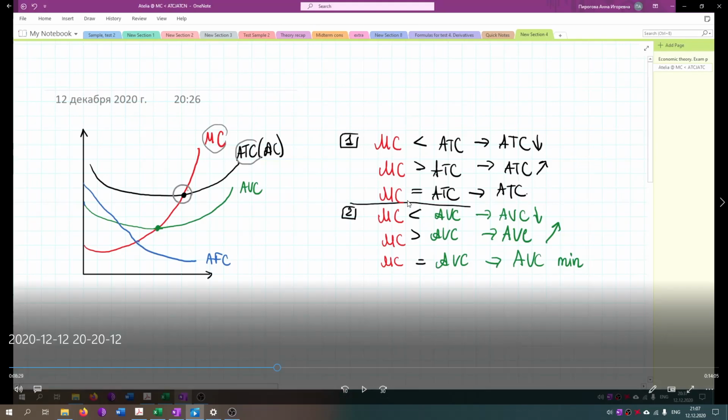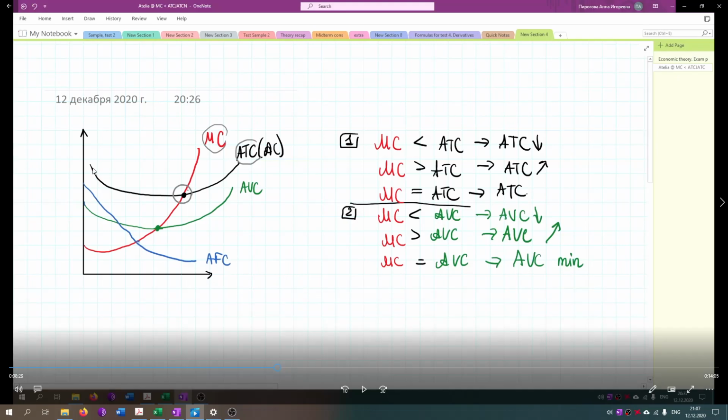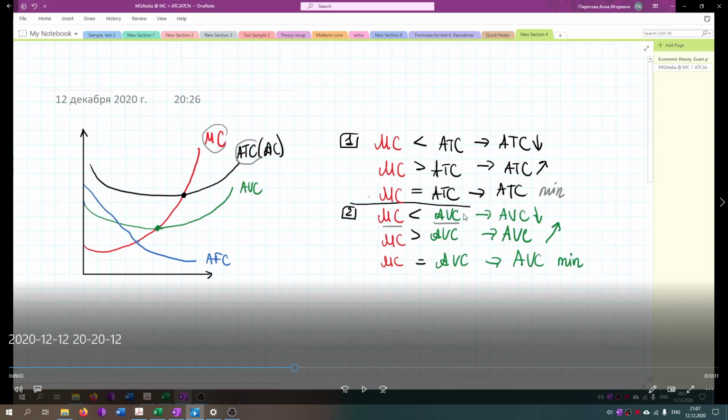So what happens where marginal cost is equal to average total cost? In this case, we will need to find the point of intersection of the marginal cost and average total cost. And it is not very clear from the graph, but in theory it is the minimum of average total cost. So it's the minimum.